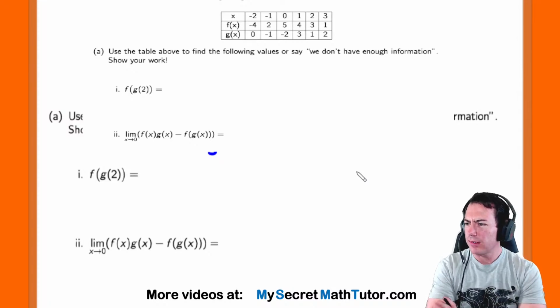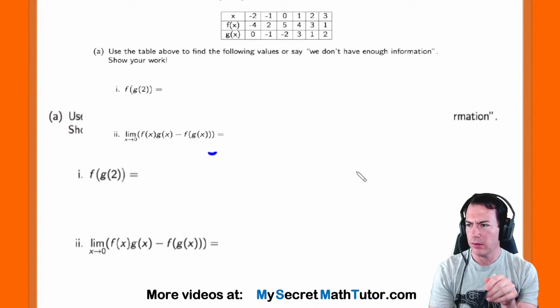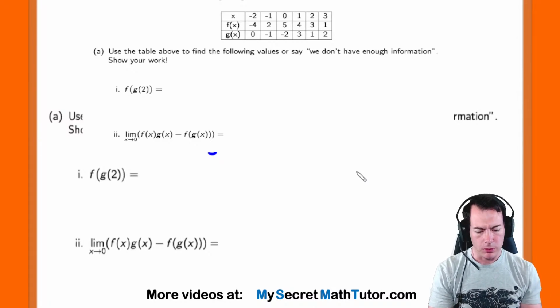All right, let's look at this table. What happens if I put 2 into g? So I'm looking at 2 in the column. I'm looking at g in the row there. Looks like the output would be 1.